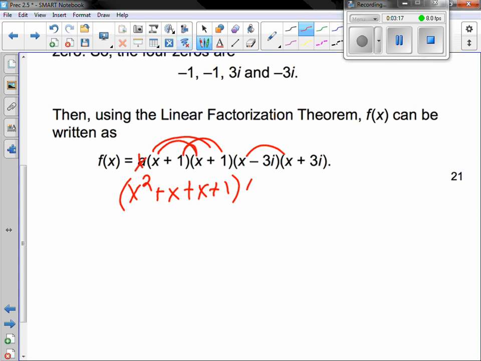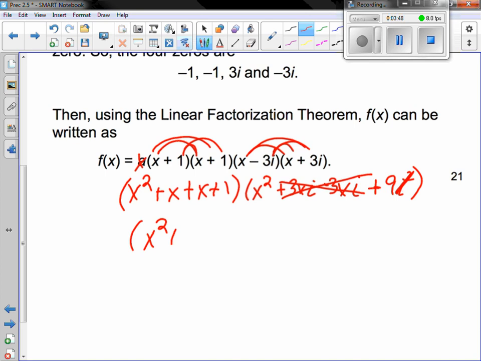Here we get x times x, which is x squared, plus 3xi, minus 3xi, minus 9i squared. Well, i squared I know is negative 1. So what I do is I mark i squared out and change the sign. Since it was minus 9, it's now plus 9. Questions on this here? Well, those two cancel out. Here I've got x squared plus 2x plus 1. Here I've got x squared plus 9.